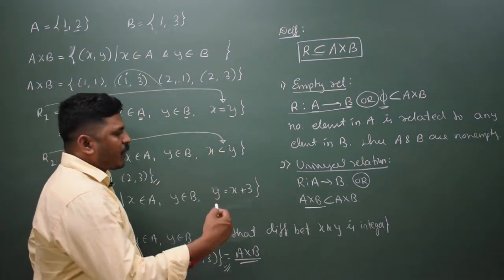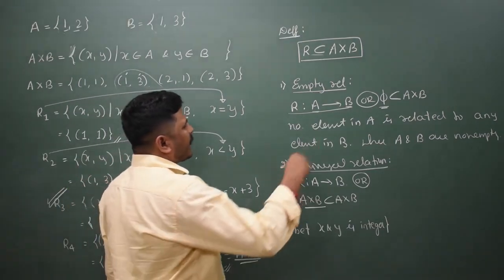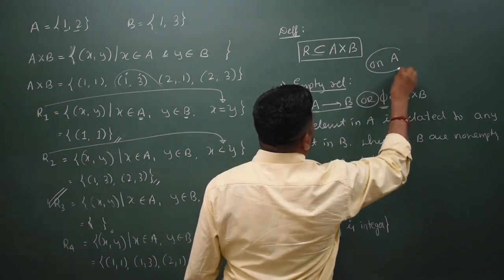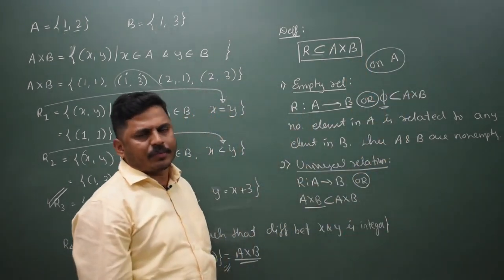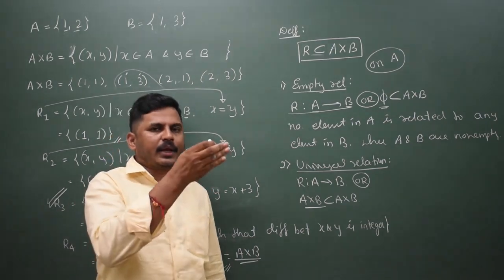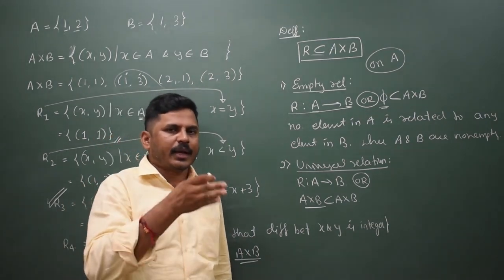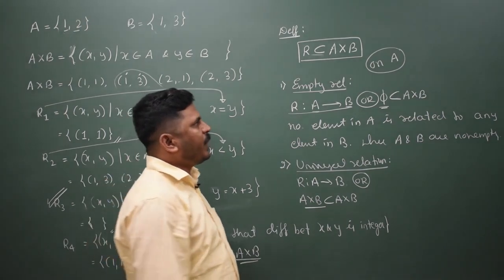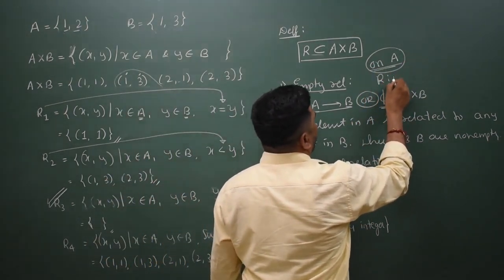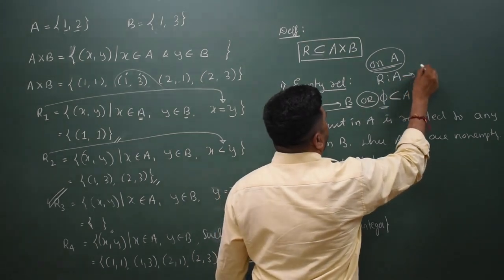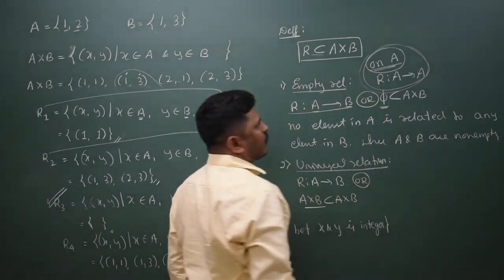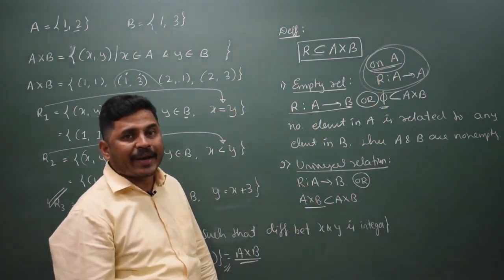Next, when we talk about relations, generally we will say relation on A. About 95% of the problems we will discuss are relations on A. Instead of saying the relation from A to B, we will say relation on A. What do you mean by relation on A? The relation R from A to A, that is the meaning of relation on A.